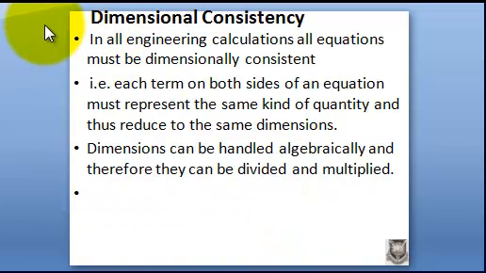Dimensional consistency. In all engineering calculations, all equations must be dimensionally consistent. What this means is that each term on both sides of an equation must represent the same kind of quantity and thus reduce to the same dimensions. Also, dimensions can be handled algebraically and therefore they can be divided and multiplied.